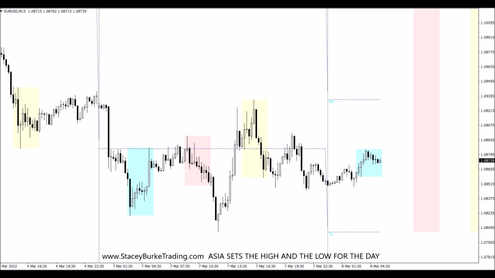So I received quite a few questions and emails over and over again about consolidations. How do you know when the high is locked in? How do you know when the low of the day is locked in? Where do you get in? All those sorts of things.